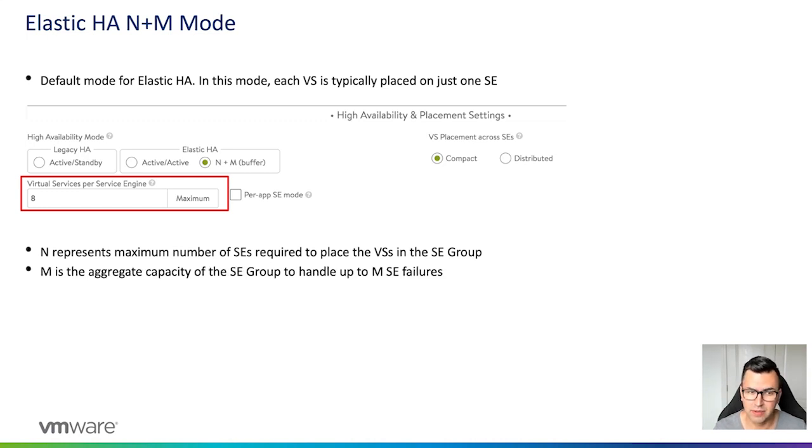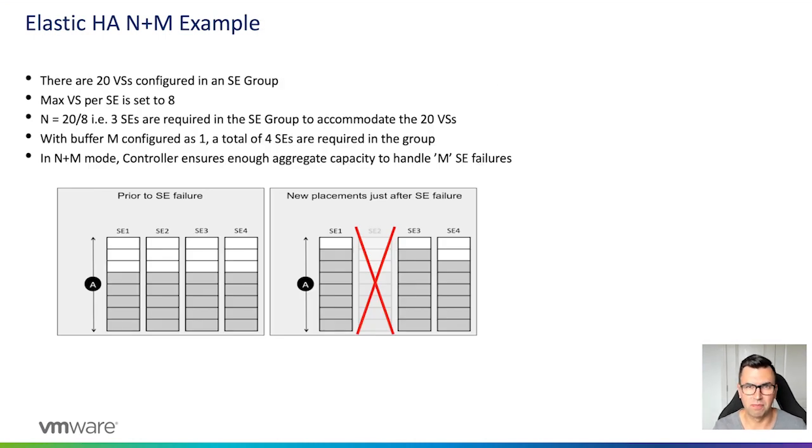M represents the aggregate capacity of the SE group to handle M SE failures. And that's where we sometimes talk about the buffer and how many service engines we want to have idle, ready to take over when one of these events happens. And we have that section for the buffer service engines. Now, let's explore an example of how this works.